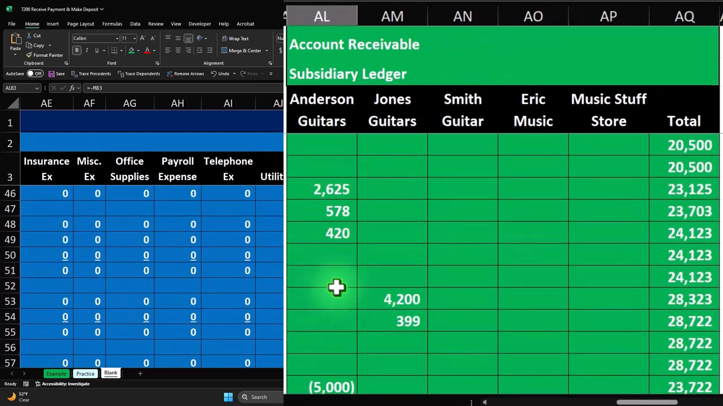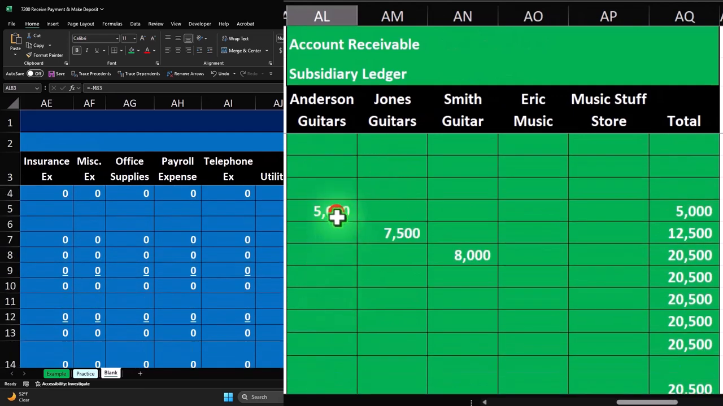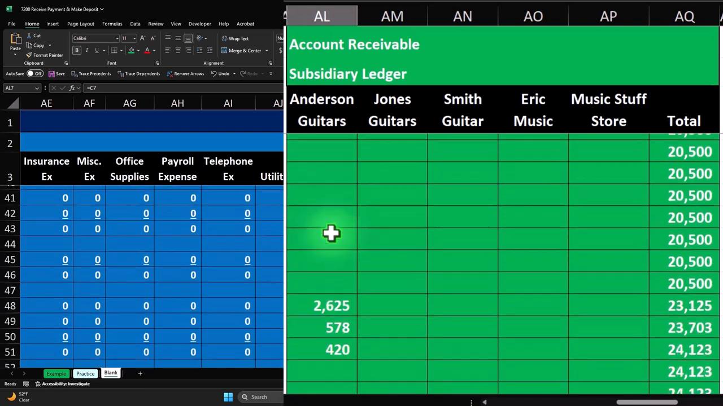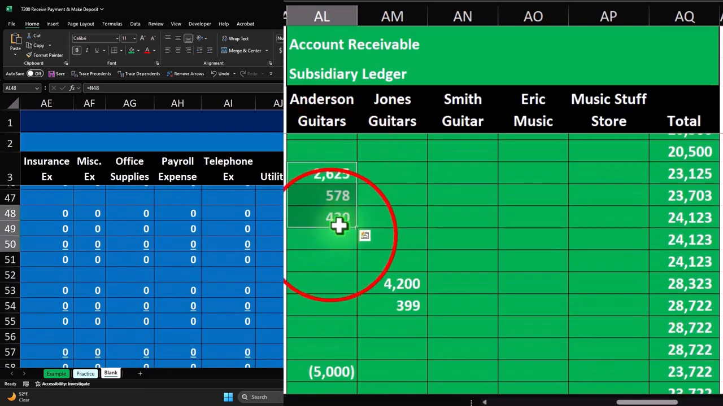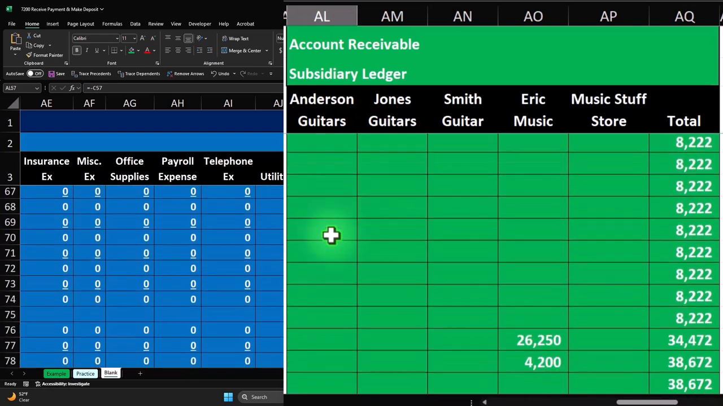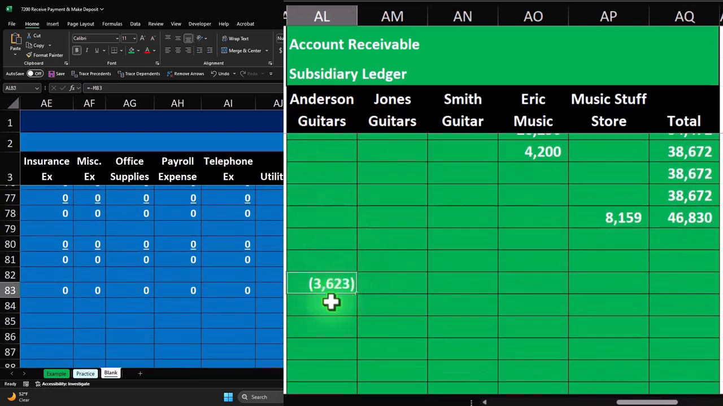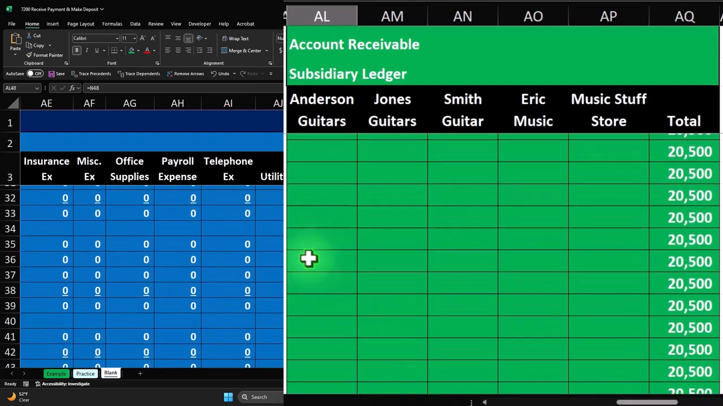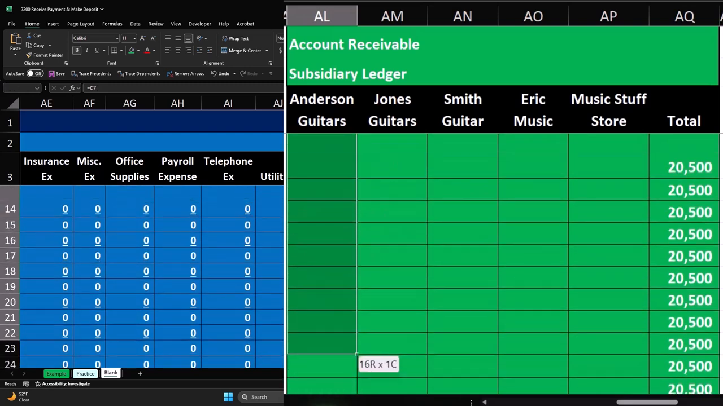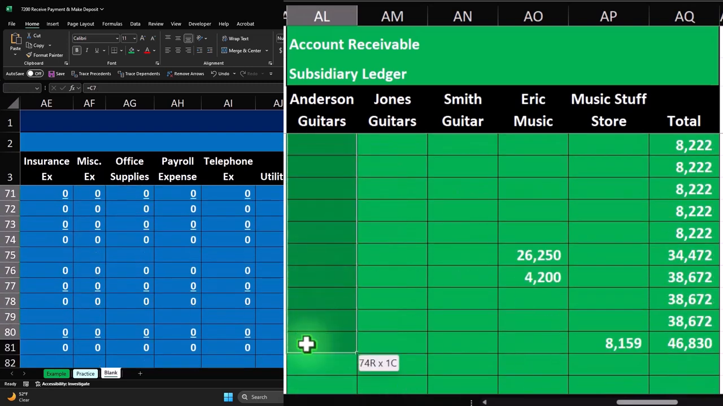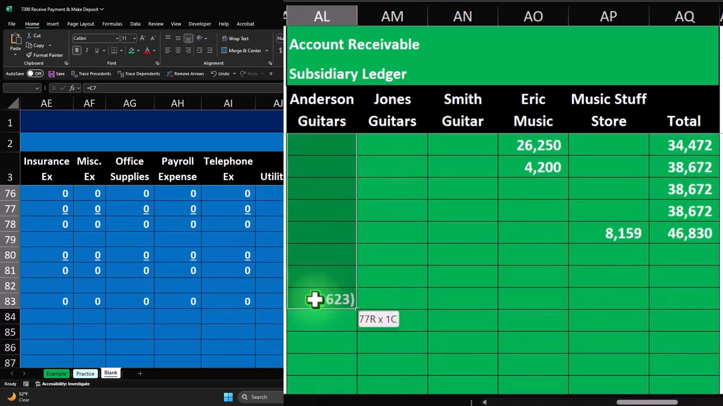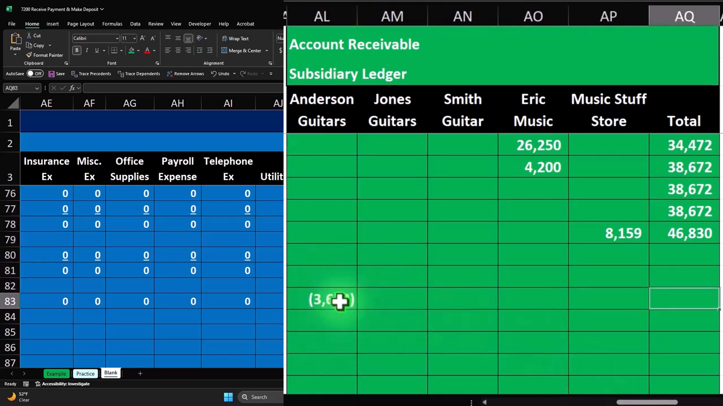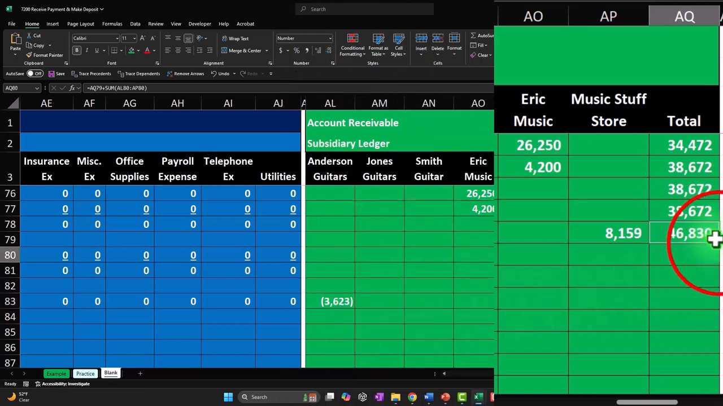Mr. Anderson started out with the 5,000 from the prior system, and then we invoiced another one. Then they paid us that 5,000, and now they're paying us the 3,623, which is the sum of these, I believe, right? 3,623, yep. So that means that if I sum up this column, this is the ending balance thus far for Mr. Anderson, which means it's all paid off. I have a rounding error of one, but I'm okay with that because I cut off the pennies. So let's copy this down.